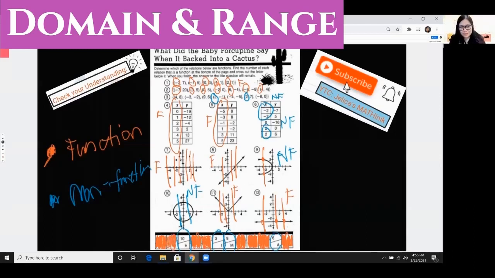What did a baby porcupine say when it backed into the cactus? It's a four-letter word. Okay. It says H-I-M-A. I see. So it says, hi, ma. What a silly puzzle. Okay, so the baby porcupine thought that the cactus was her mother. Wow, yay, we got the puzzle. So it is, hi, ma.